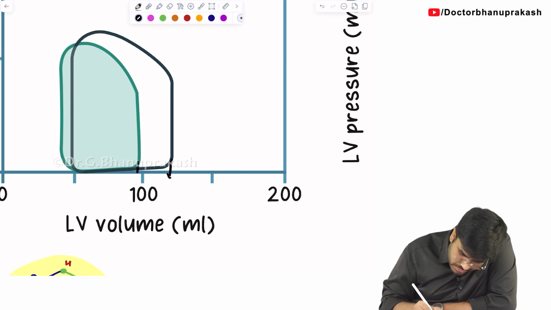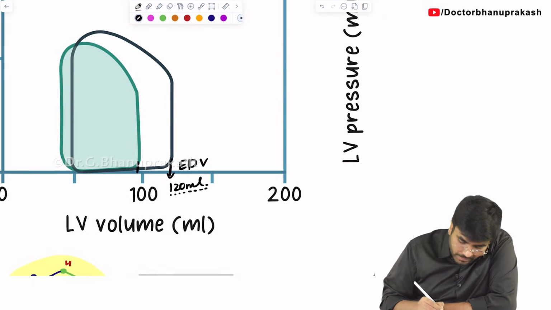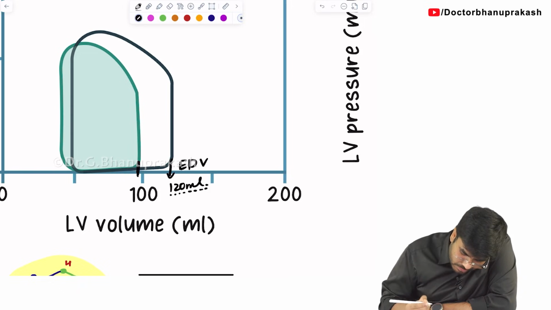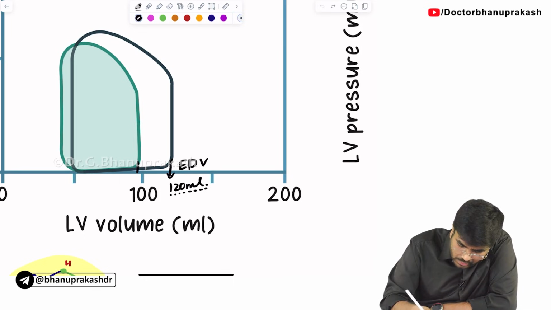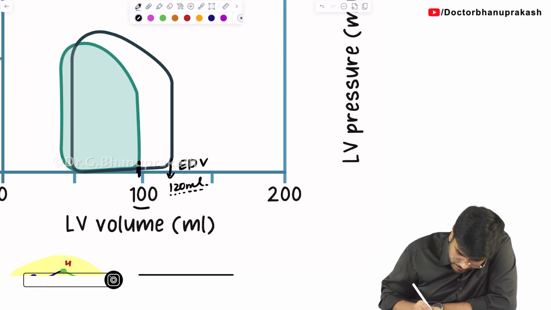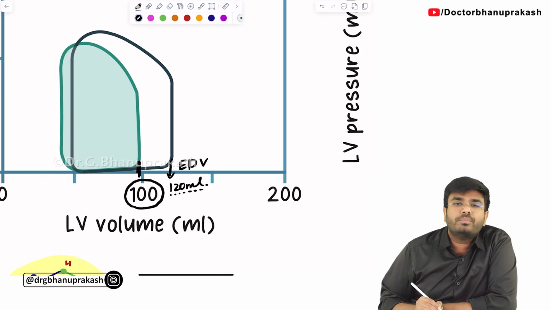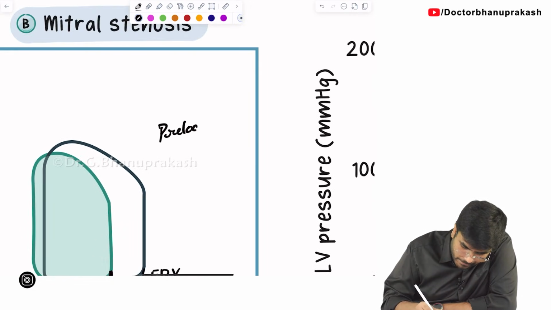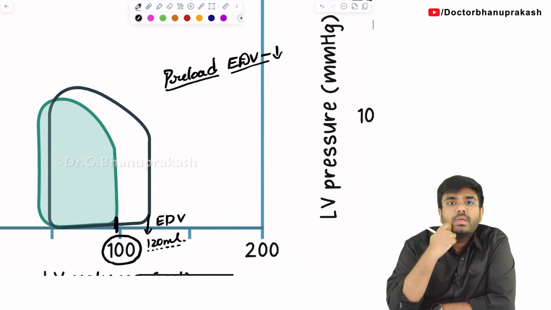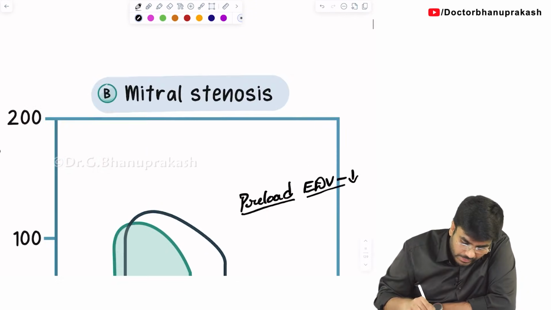What is a normal end-diastolic volume? End-diastolic volume is 120 ml in a normal person. But what happened here? Let's say it is now just 100 ml. Now what happened to the end-diastolic volume? Decreased. So in this condition, preload or end-diastolic volume decreased. Simple logic.